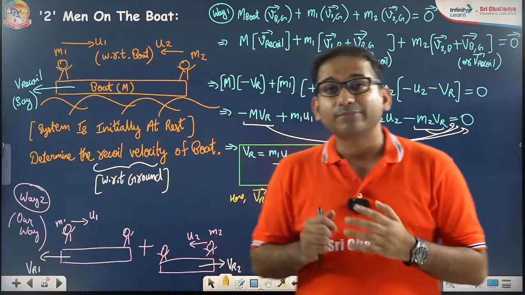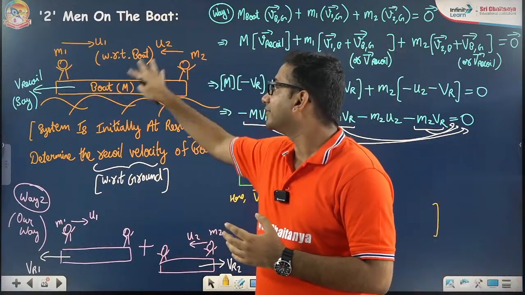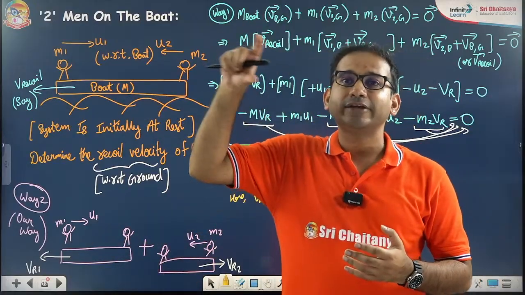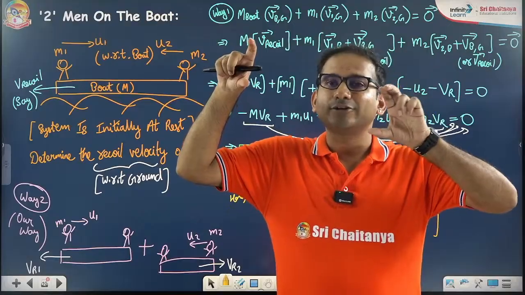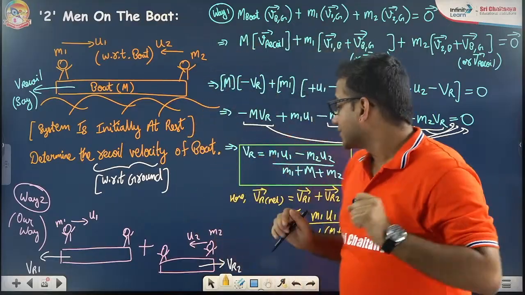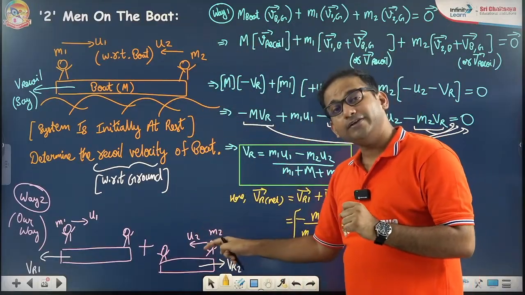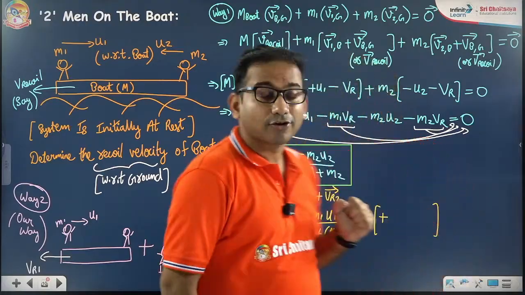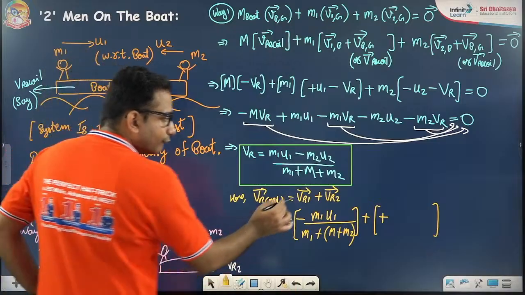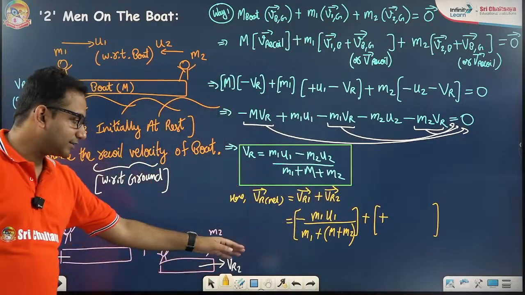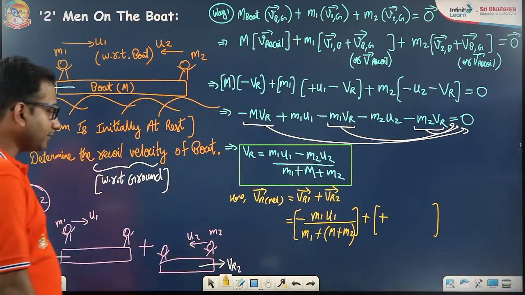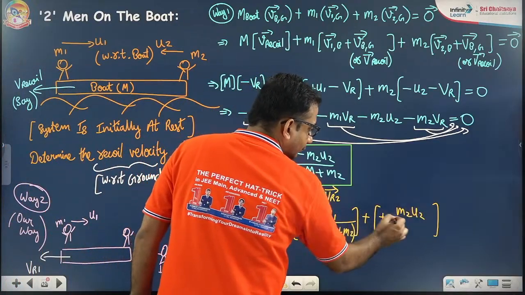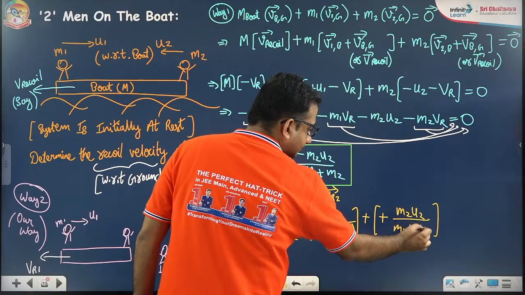Understanding this will be easy because you are converting your 3-particle system into 2 at a time. One time M1 is moving, and M2 and M are sticking together, behaving as a common body. Similarly, in another situation, M2 is moving, and M1 and M are sticking together, behaving like a common body. So the VR2 vector, since it is attained in the forward direction, I'll write it as positive, and it always takes the opposite mass, meaning M2 into U2 by M1 plus M2.